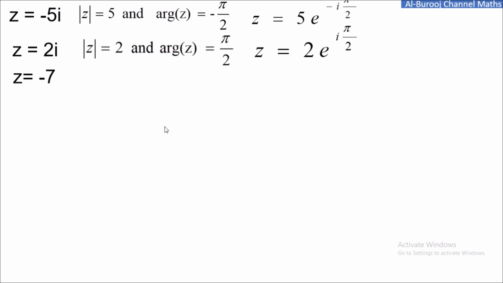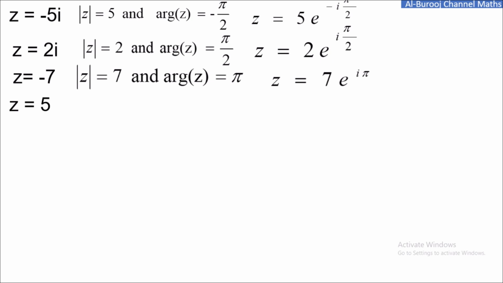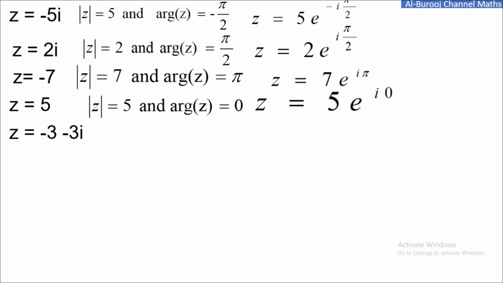Z equals minus 7, modulus equals 7, and an argument is pi. Z equals 5 belongs to the positive x axis, and an argument is 0, and the modulus is 5. Next, minus 3i.